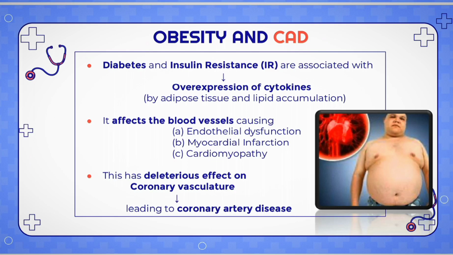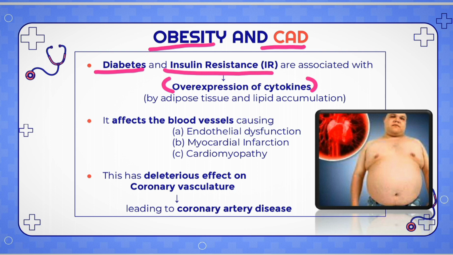Now, let's discuss how obesity and the development of coronary artery disease are related. In any patient with diabetes, insulin resistance is common, and both diabetes and insulin resistance are associated with the overexpression of cytokines by the adipose tissue and excessive lipid accumulation. This overexpression of the cytokines affects the blood vessels in the body, including the coronary arteries, and it causes endothelial dysfunction, the development of myocardial infarction, as well as the development of cardiomyopathy.